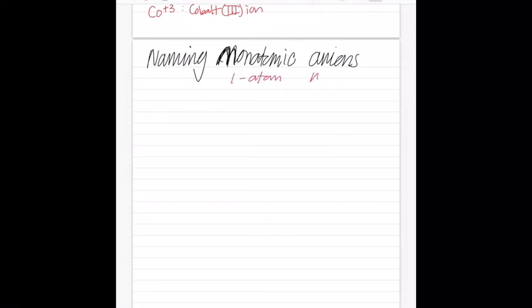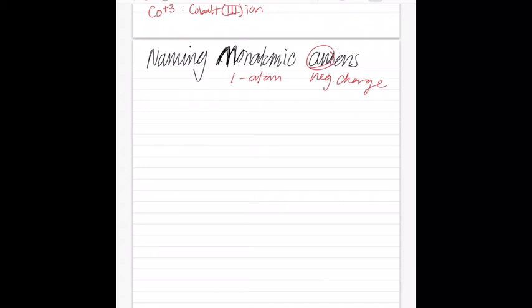Okay. Now, there's one more thing that I want to talk about. This is the last topic that we're going to cover today. Naming monatomic anions. Okay, so let's break this down again. Mono means one, atomic means atom. So this is one atom with a negative charge. Okay, so anion stands for a negative charge. Cation was a positive charge, so the anion is going to be negative.